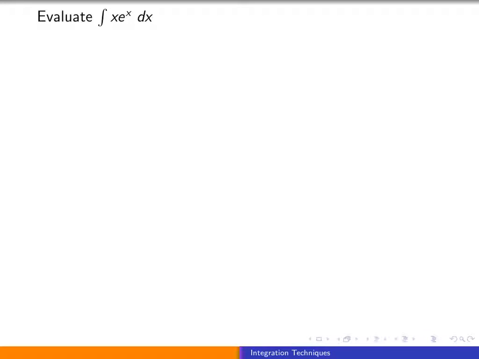In this example, we are going to integrate x times e to the x. And this is particularly well suited for us to apply integration by parts. Now, typically, whenever we see x times a function, integration by parts could be a good option.